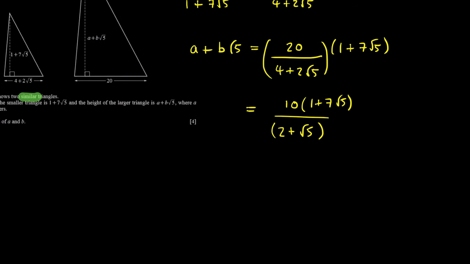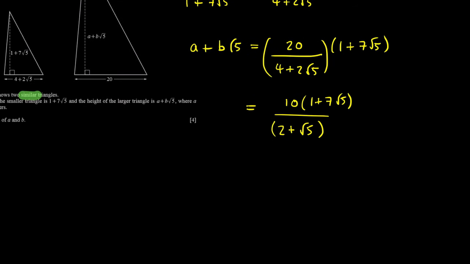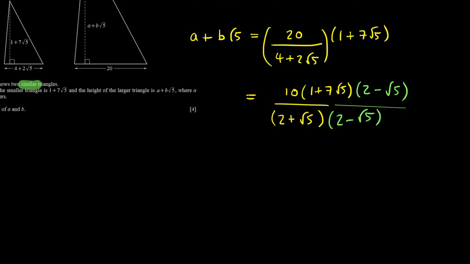Now, we have got a square root on the bottom. We don't like square roots on the bottom. So the way we've got to get rid of that is we've got to use something called the conjugate. So if we've got 2 plus root 5 on the denominator, we're going to multiply by 2 minus root 5. And the reason for that is that it's going to enable those square roots to cancel off and disappear. So that's what I'm going to do.